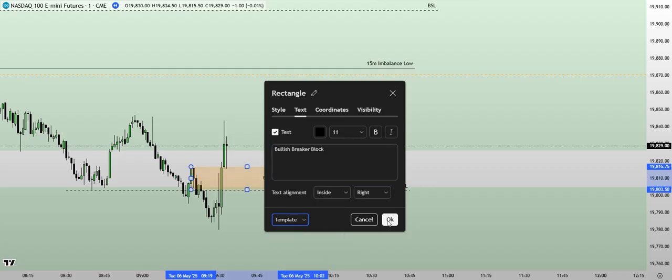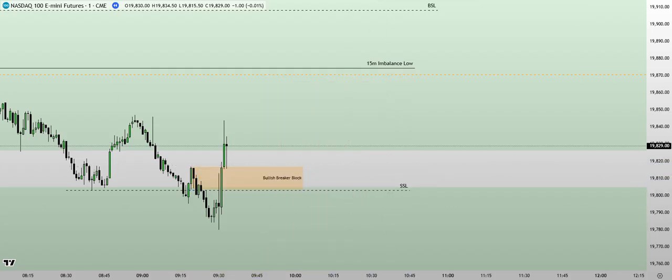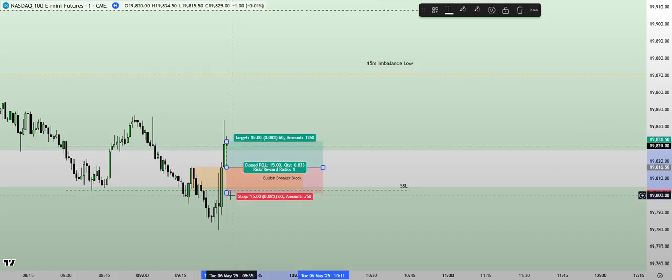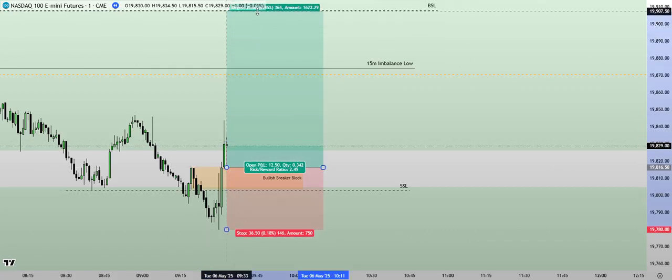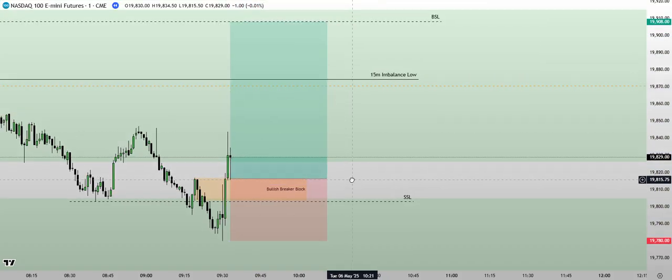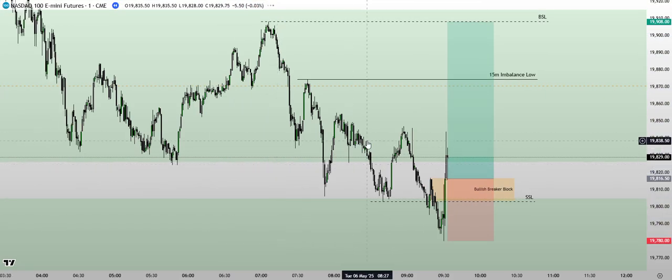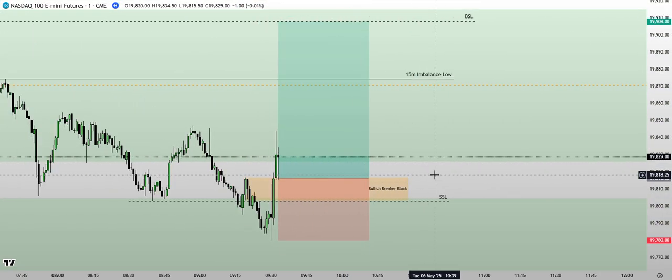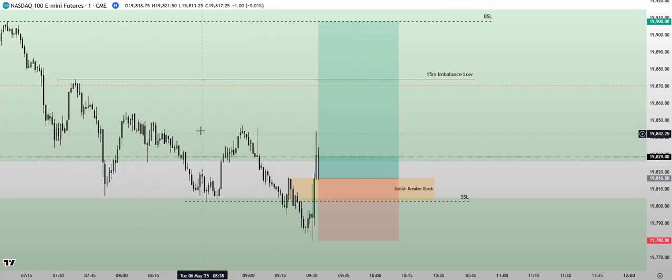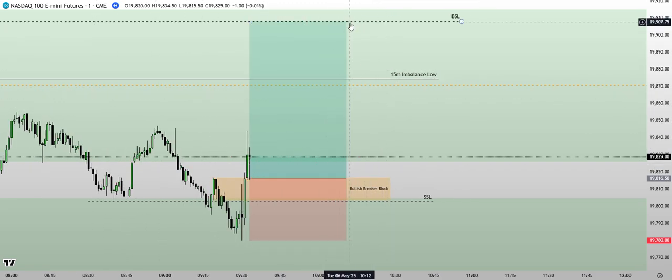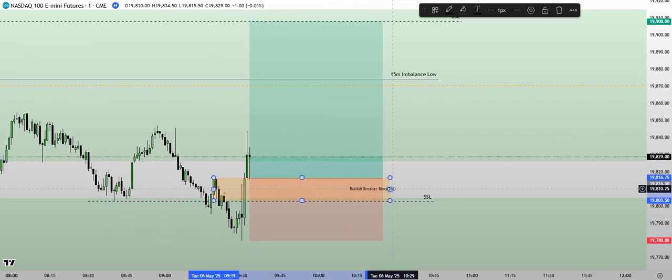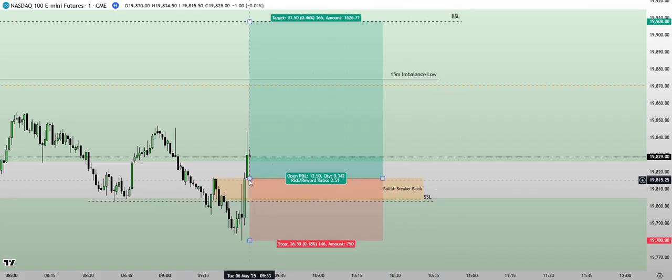Here we go. So there's the breaker. I would enter somewhere here, right here, stop at this low, target that high. Entry forms, I think there is room to the upside. Look at those highs, lots of liquidity to the upside. Again, you could take partials here. I'm going to wait for that imbalance and then this buy side liquidity. So we would likely have entered right here.